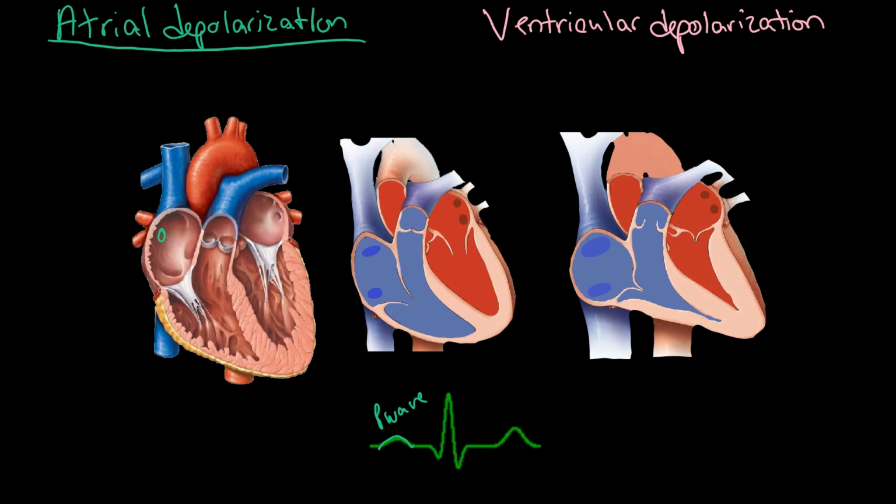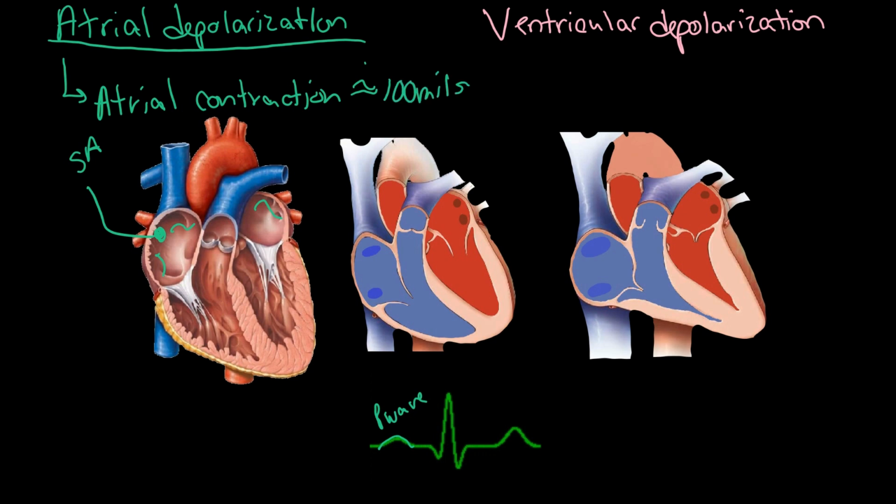So you'll actually see right here the SA node, or the sinoatrial node. And the sinoatrial node is the node that is responsible for atrial depolarization. The sinoatrial node sends out a current throughout the entire atria, causing the atria to contract. So it's right here. It leads to atrial contraction. And this actually happens approximately 100 milliseconds after the start of the P wave. So right here.